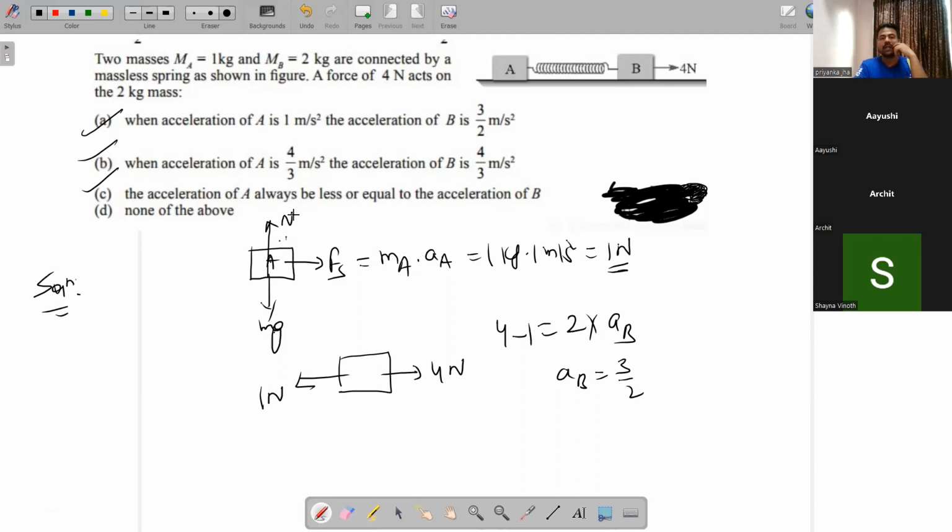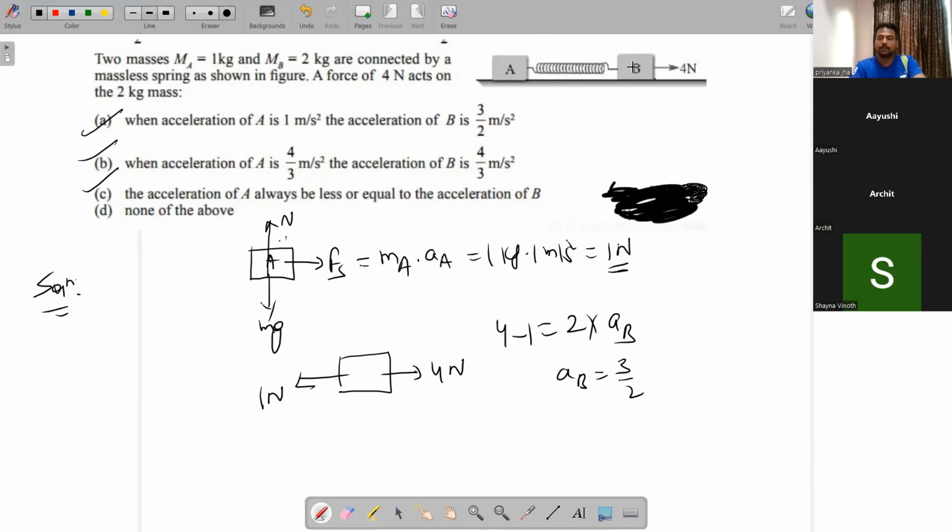Now, the acceleration of A will always be less than or equal to the acceleration of B. Correct. Why? See, suppose initially there is no extension. This force is applied on B. So because of that, B will try to go right. Because of that, B will pull this spring. So this spring will have some extension. That will keep on increasing till equilibrium. Equilibrium means the maximum extension that this spring can have. So when the spring has maximum extension, at that moment B and A will move with the same acceleration.